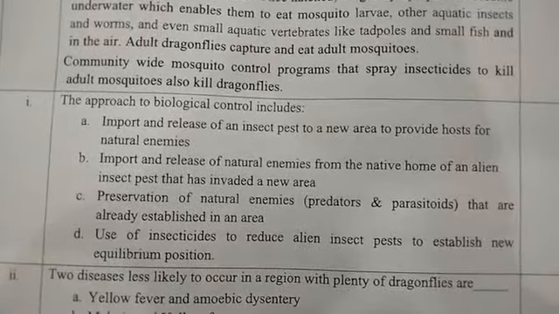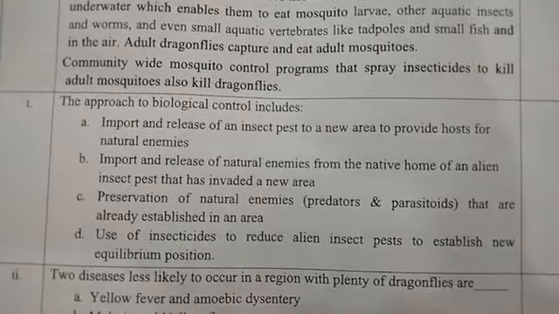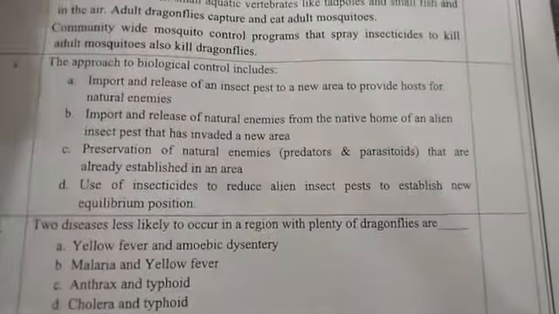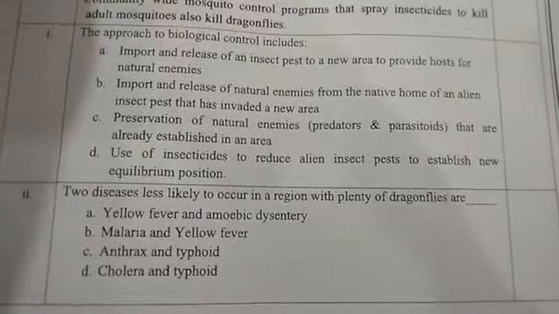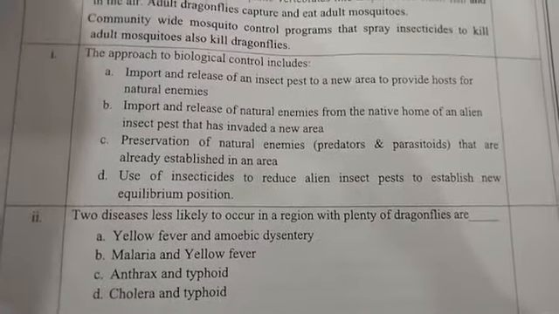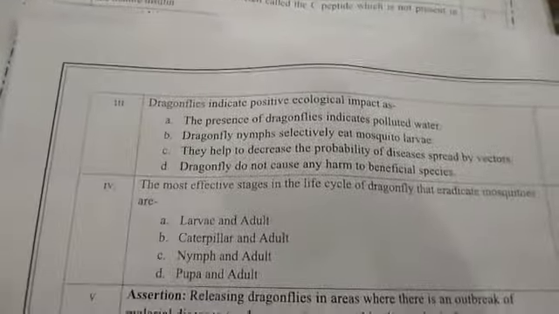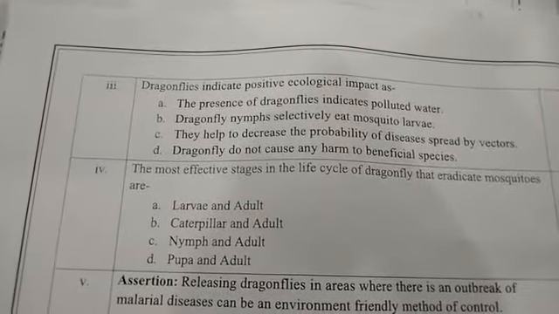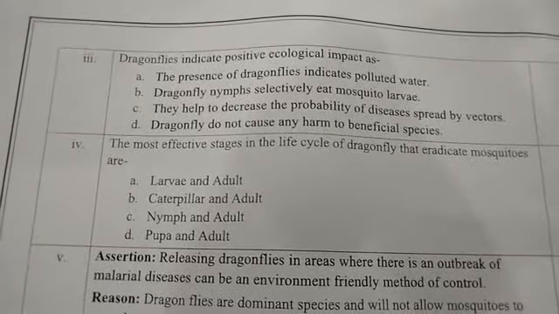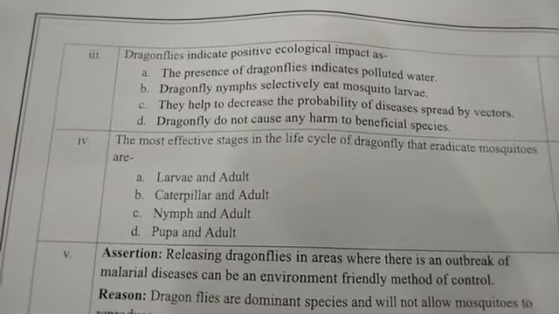The approach of biological control includes the four options. You have to choose any one. Okay. And then comes the second: two diseases less likely to occur in a region with plenty of dragonflies are. Okay, these are the four options. Got it? Then we have this third: dragonflies indicate positive ecological impact as. Okay, the options. Answers I'll be sharing it with you.